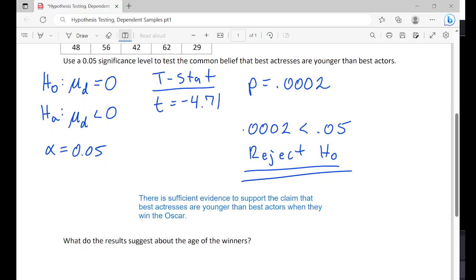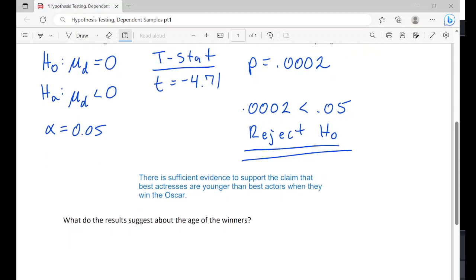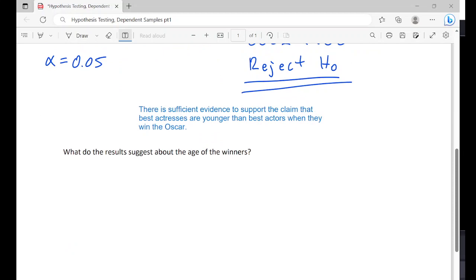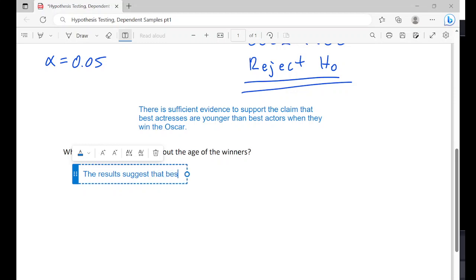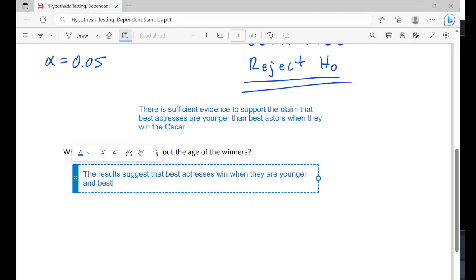So we have our conclusion from the hypothesis test, so we can go on to the next part. It says, what do the results suggest about the age of winners? This is kind of just restating it a little bit more clear. We can say that the results suggest that best actresses win when they are younger, and best actors win when they are older.